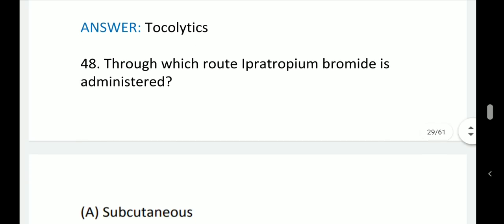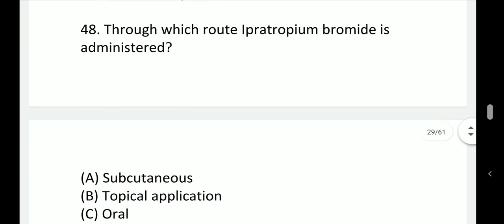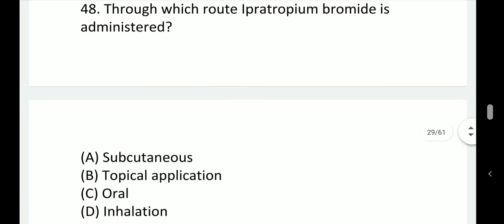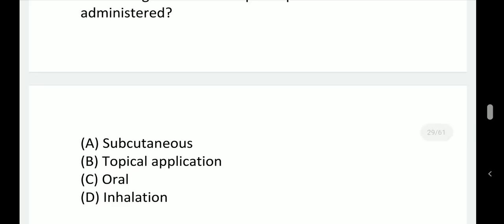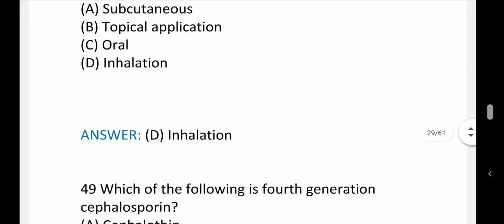Question number 48. Through which route ipratropium bromide is administered? Option A, subcutaneous. Option B, topical application. Option C, oral. Option D, inhalation. Answer is option D, inhalation.